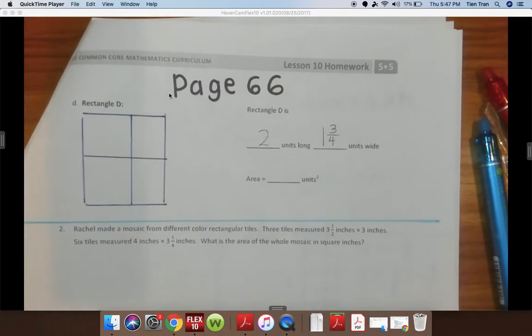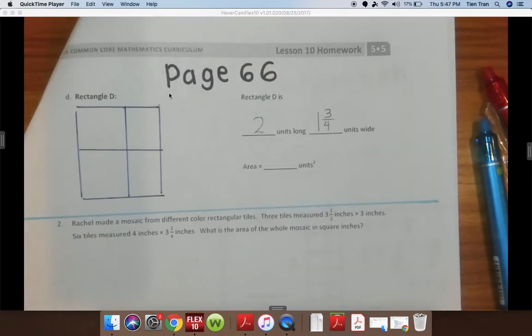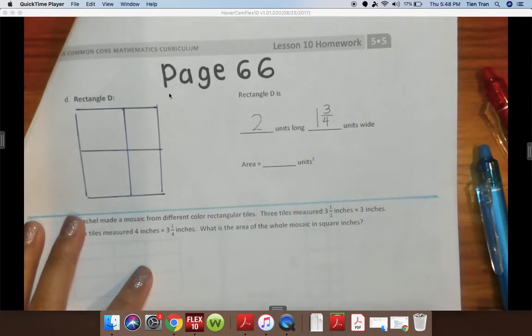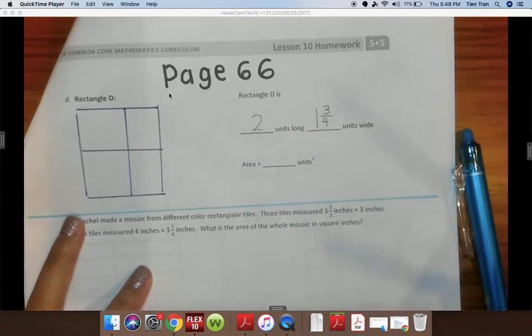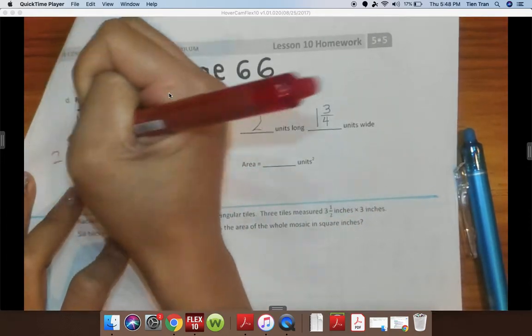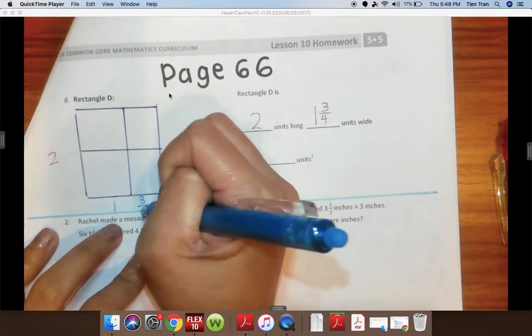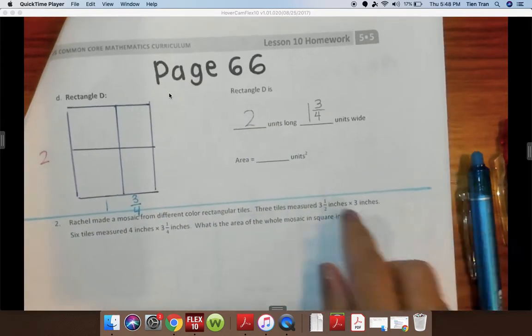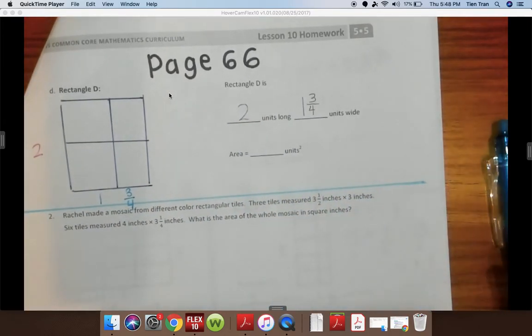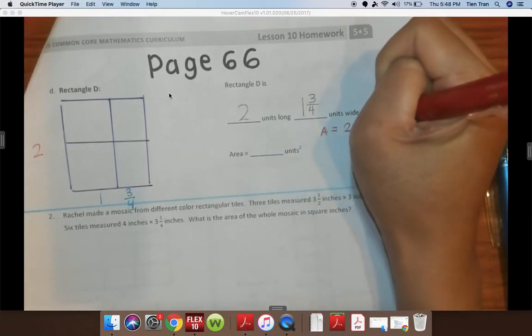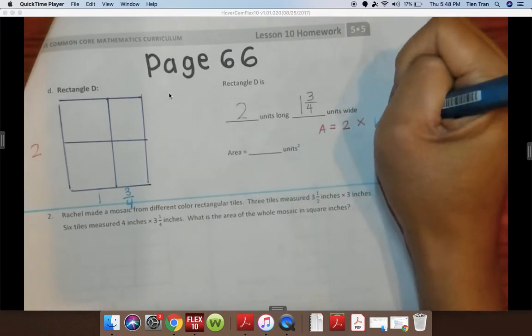At page 66, and I have rectangle D. And rectangle D, they give me the two measurements. So it says 2 units long and 1 3/4 units wide. So I'm going to draw my 2 units. This is my measurement for 2. And then my 1 3/4 units are right here. Okay? So I'm going to multiply those two numbers together to get my area.